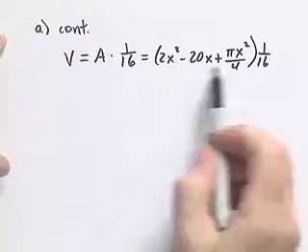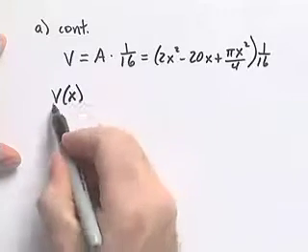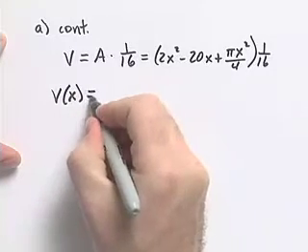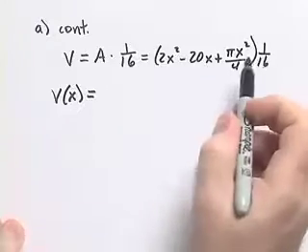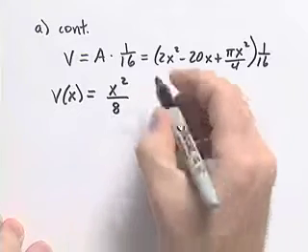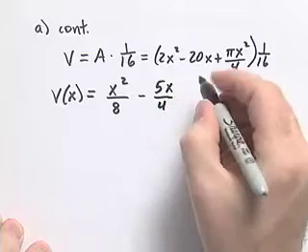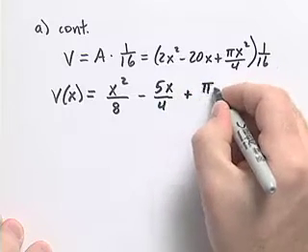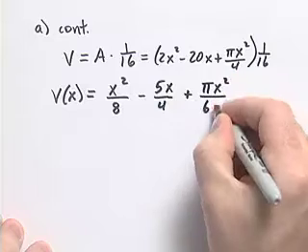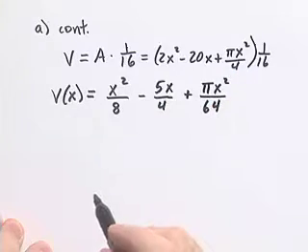Now that we've written an expression for our volume, we want to write it in function notation since the problem asks us to write a function. Here's our expression. In function notation, we're going to write V of x, so we see that the volume is a function of x. We multiply these two together, and our volume will be x squared over 8 minus 5x over 4 plus pi x squared over 64. And so here we have the volume expressed as a function of x alone.